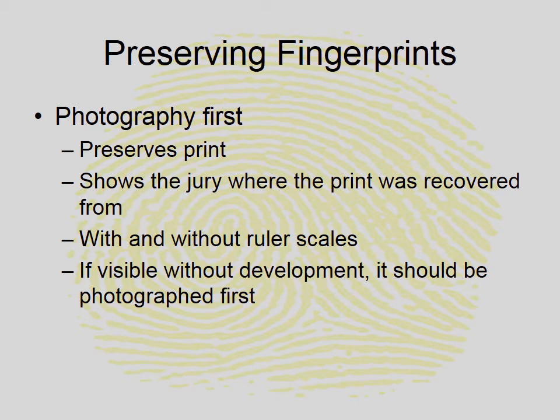Real quick, I'll go back to what a patent print and a plastic print are. A patent print is one that is visible to the naked eye because of the substrate of what was on the individual's finger. So blood is a good example of a patent print. An individual gets blood on his hands and touches something, and you see it clearly when you show up at a crime scene. It's like, wow, there's a fingerprint in blood on the wall. That is a patent print as opposed to a latent print.